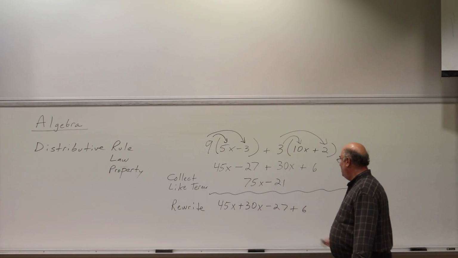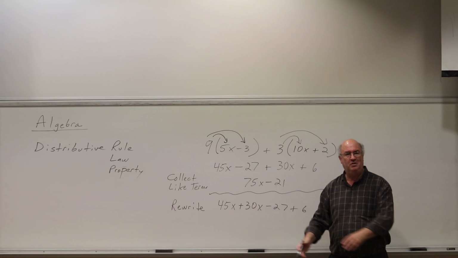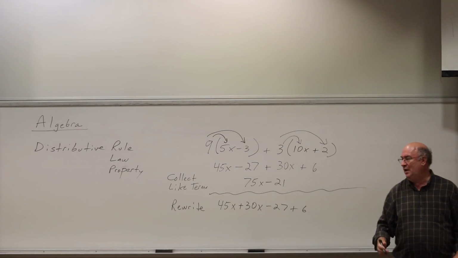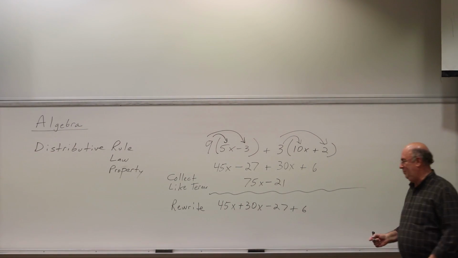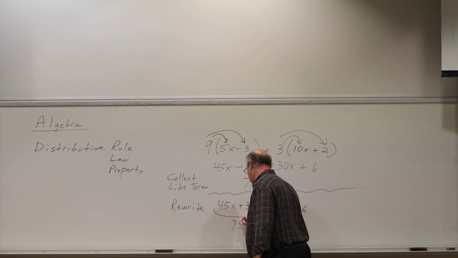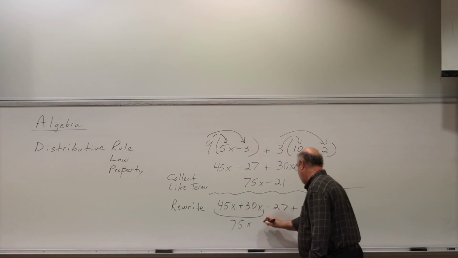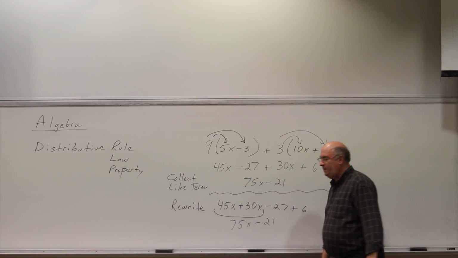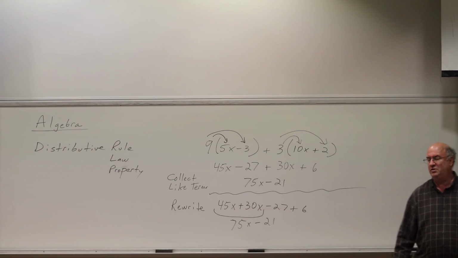Okay. So I just rewrote it. I put the x's together. I put the numbers together. And then we can just easily collect them. This will be our 75x. We get the same answer. And we get minus 21. Okay, so that's distributive rule.